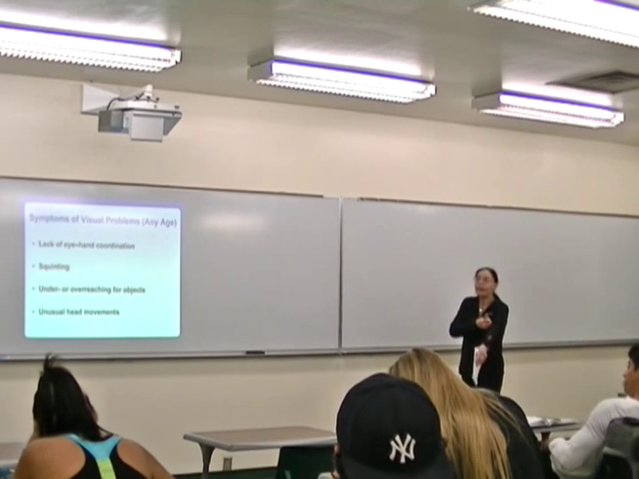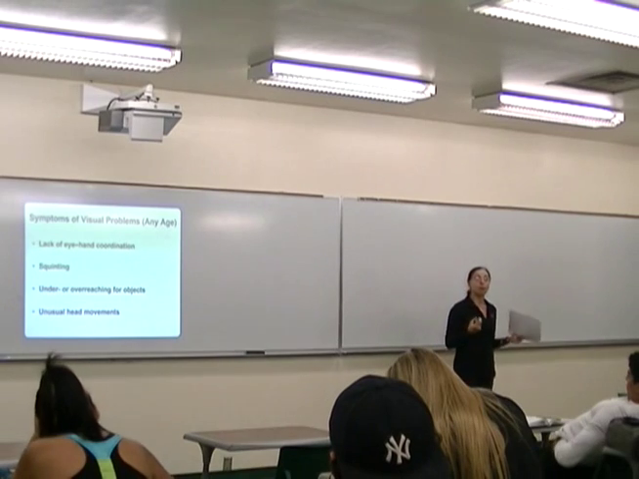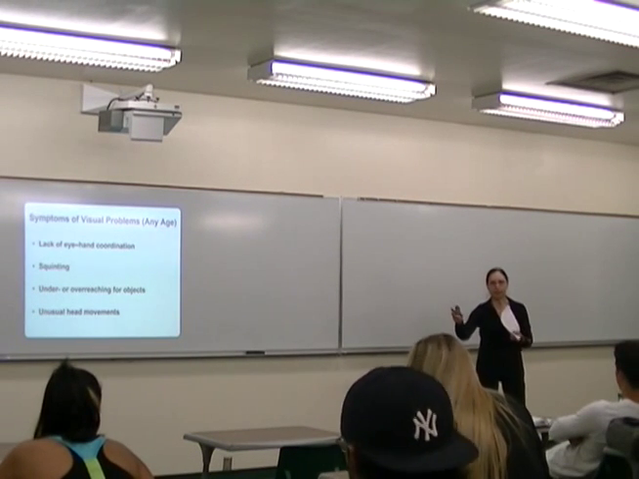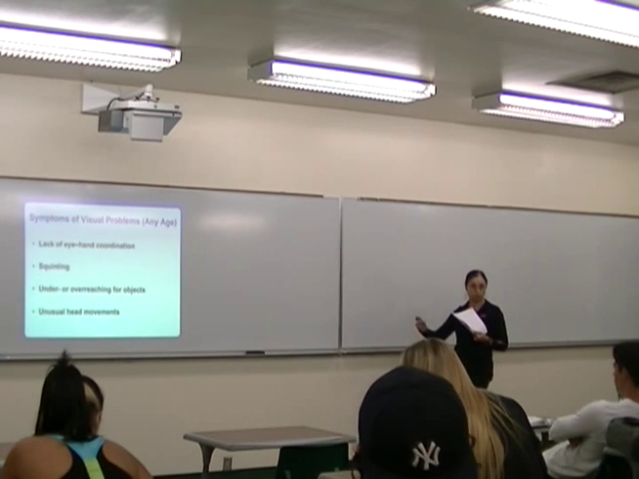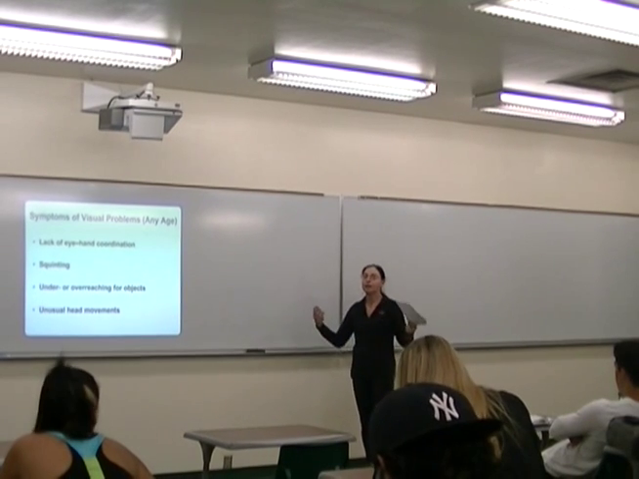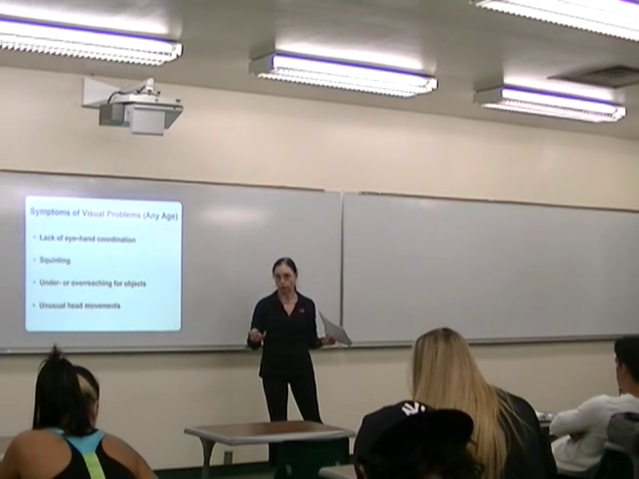So someone who has visual problems, some of the things you might see is poor eye-hand coordination. So they go to reach for something and they knock it over, or they miss it completely. Right? Reaching and grasping in people with good vision is a very stable skill. You don't miss it very often.